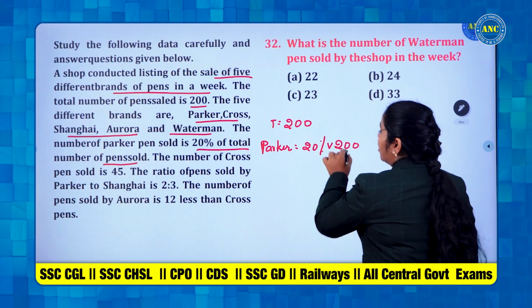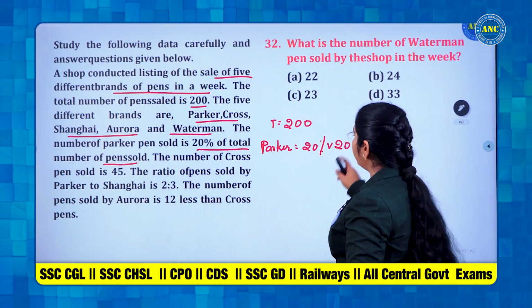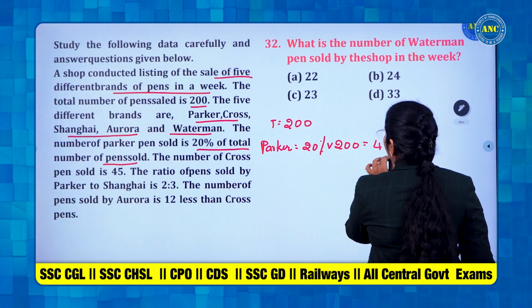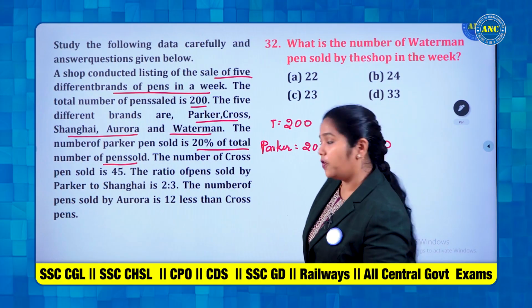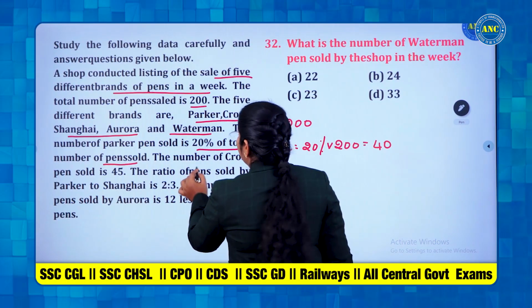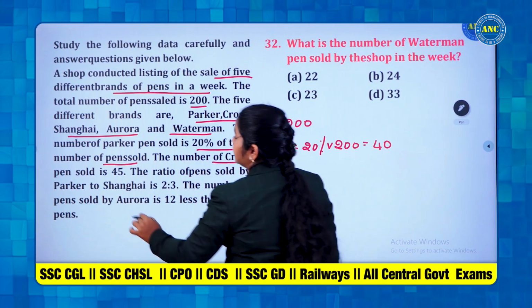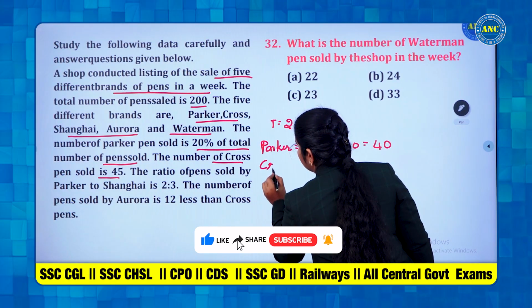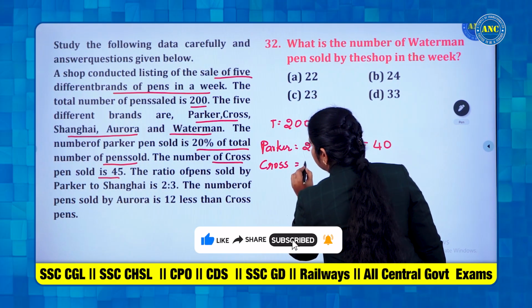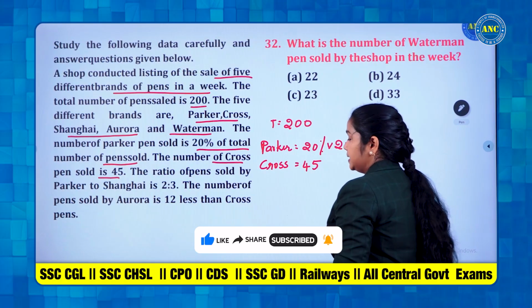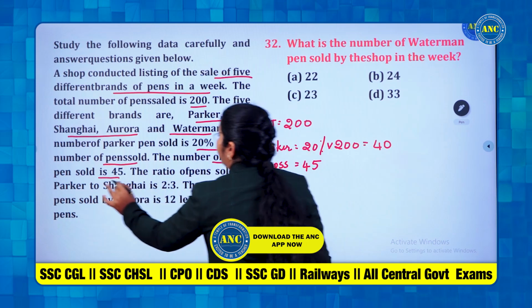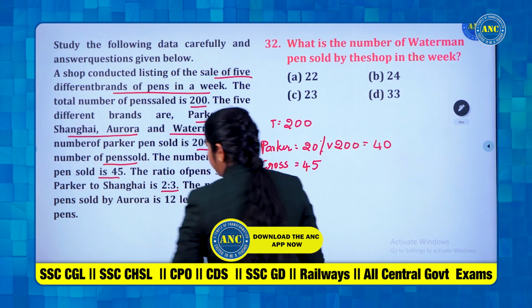So 20% of total pens, 10% of 200 is how much? 20. 20% is 40. Yes. So how many Parker pens are sold? 40. Right. Next, the number of Cross pens sold is 45. They have given clearly here, Cross pens sold is 45. Yes. Next, they are saying the ratio of pens sold by Parker to Shanghai is 2:3.